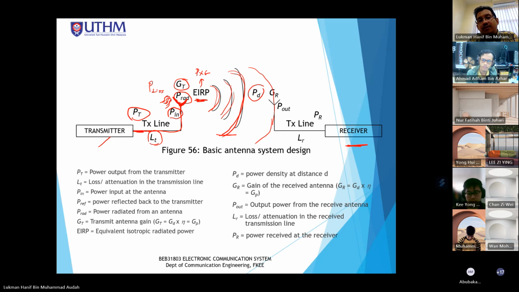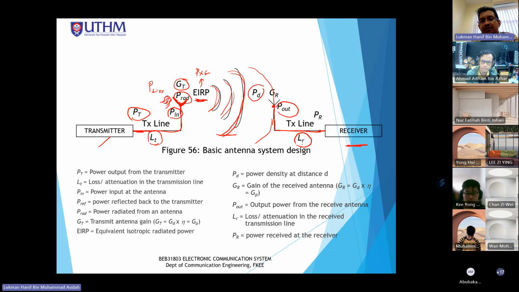Then we have P out. P out is the output power from the receiving antenna, the output power from the receiver antenna that goes through the transmission line. And within the transmission line, there are other losses, what we call LR, the receiving losses.